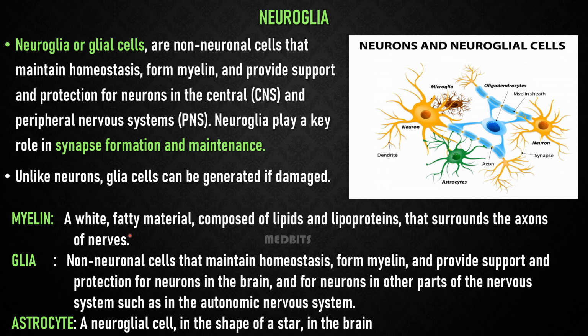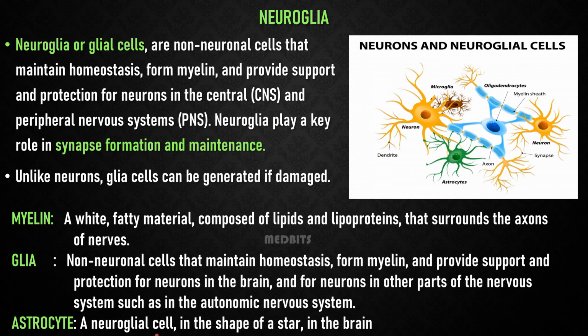Myelin, a white fatty material composed of lipids and lipoproteins. Yep, very important in biochemistry anyways. That surrounds the axons of nerves. Glia, non-neuronal cells that maintain homeostasis, form myelin, and provide support and protection for neurons in the brain and for neurons in other parts of the nervous system, such as in the autonomic nervous system.